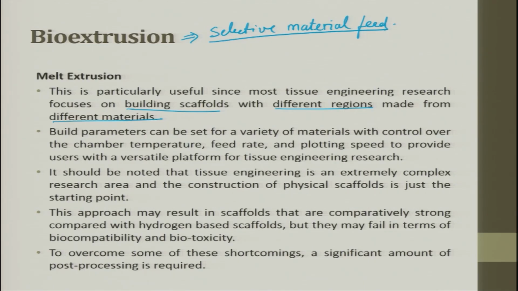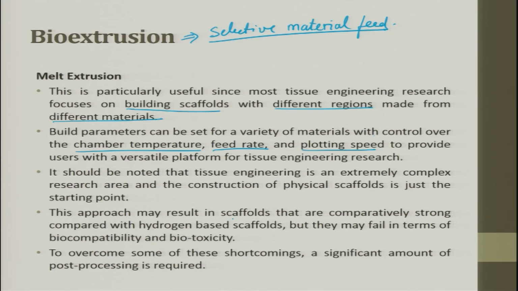Build parameters can be set for a variety of materials, with control over the chamber temperature, feed rates, and plotting speed, to provide the user with a versatile platform for tissue engineering research. This we have already discussed: the chamber temperature, so that the gluing can happen properly, feed rate, and then plotting speed. It should be noted that tissue engineering is an extremely complex research area, and the construction of a physical scaffold is just a starting point.